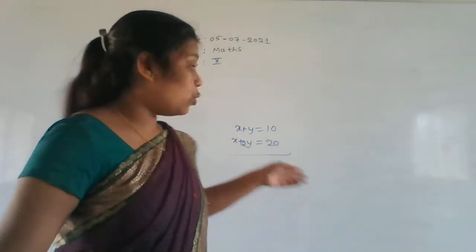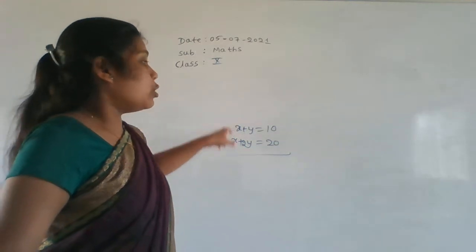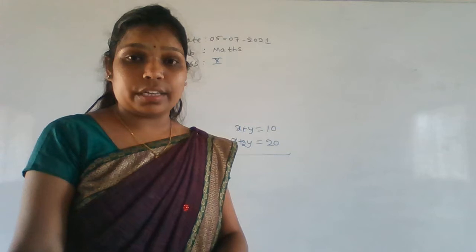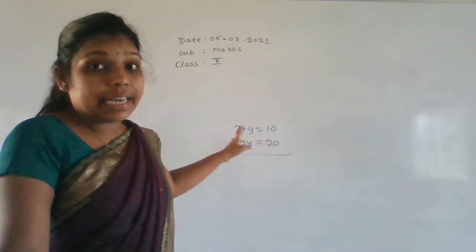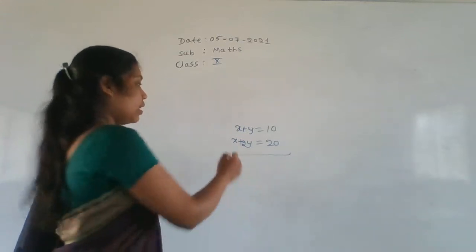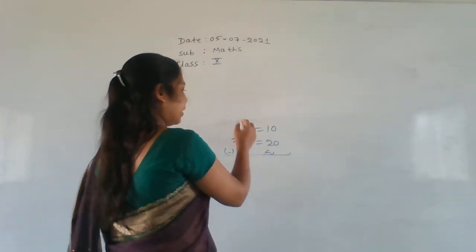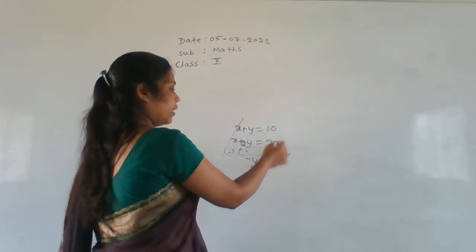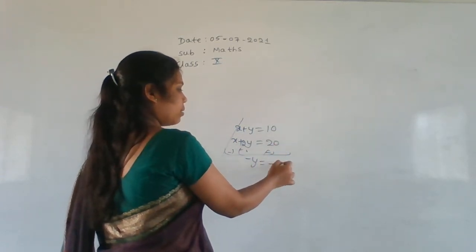How to solve this? Solve those two equations. Solving these two equations, we have to find the x and y value here. That is a pair of linear equations in two variables. This is also a very easy concept. See here, we just have to change the signs, and here x gets cancelled. X minus 2y is minus 1, and here 10 minus 20 is minus 10.